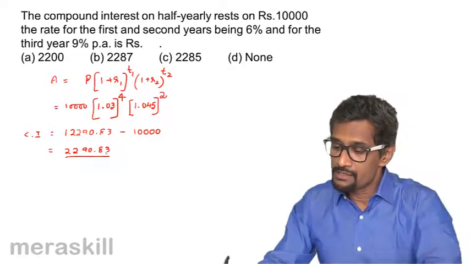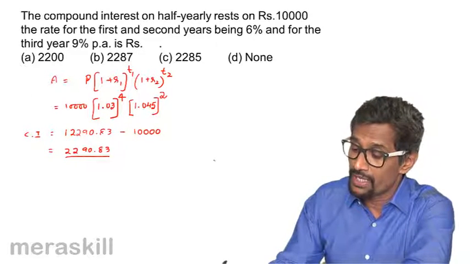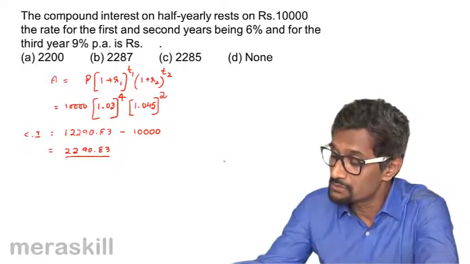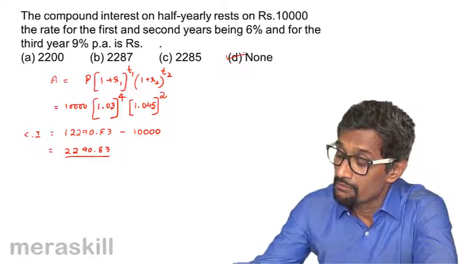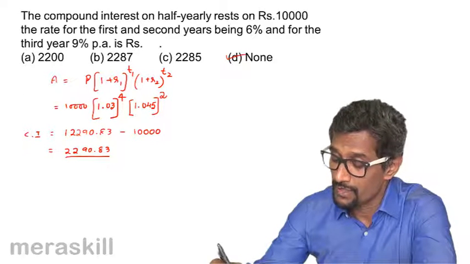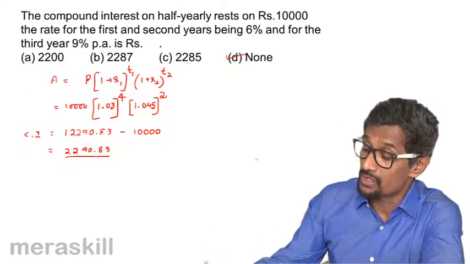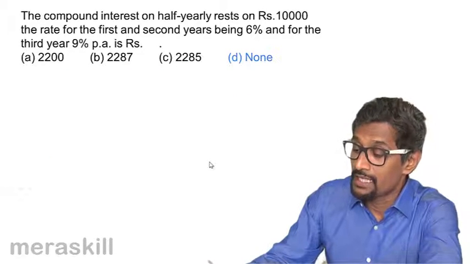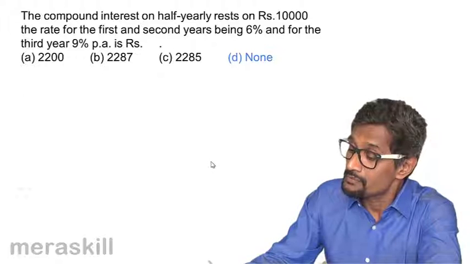So among these we have 2200, 2287, 2285 and none. Obviously it is none, because it's way too different from 2285. It's 2290, and hence that's the right answer. Okay.